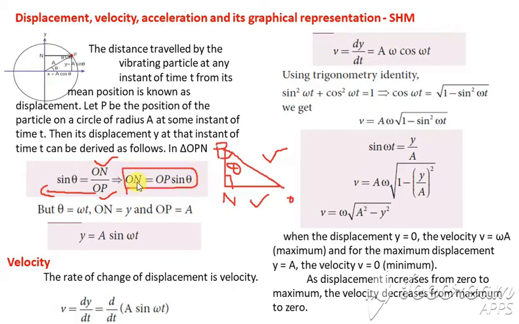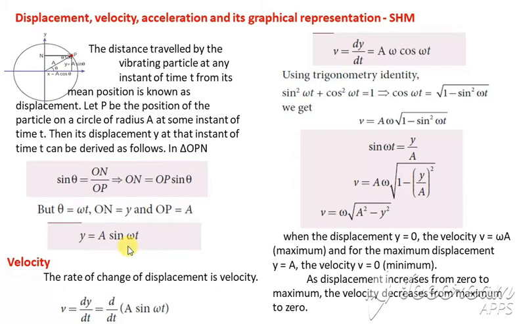Now substitute theta is equal to omega t. Already we saw this equation, theta is equal to omega t. Then instead of ON we write y and instead of OP we write a. So we get y is equal to a sine omega t. This gives the equation for the displacement. So what is the equation for displacement? It is given by y is equal to a sine omega t. Clear?